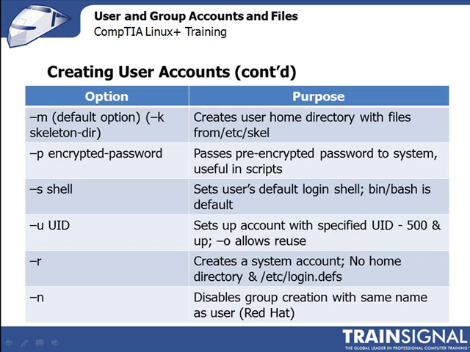Next we have -r, which creates a system account. And system accounts don't have home directories. They also have lower user ID numbers, and those numbers are defined in /etc/login.defs. And finally we have -N, which disables group creation with the same name as the user. And this is a Red Hat Linux default. Now let's switch over to our terminal window and create a few test user accounts.